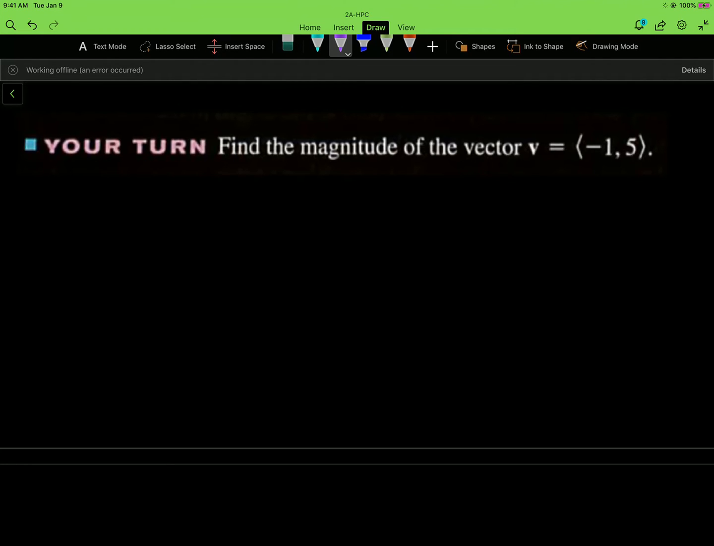Okay, welcome back. So I did it, and I got the square root of 26 as the magnitude of vector v. All right, and we would leave it like that. You could turn it into a decimal, but we like the exact value.